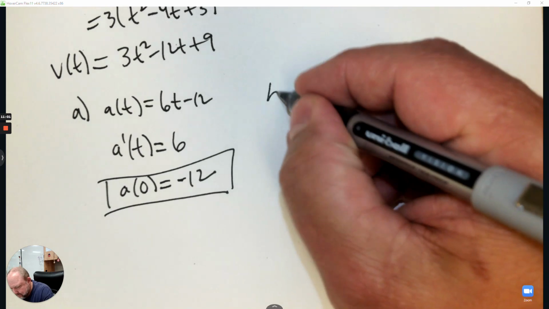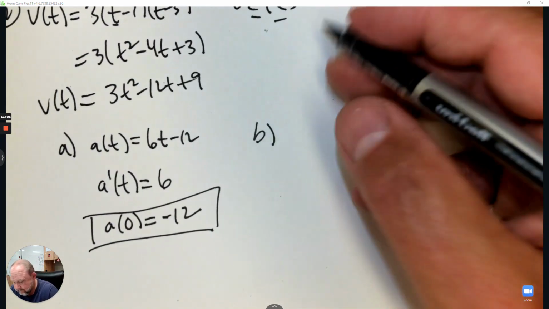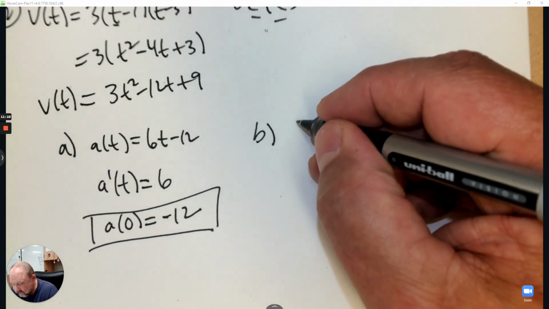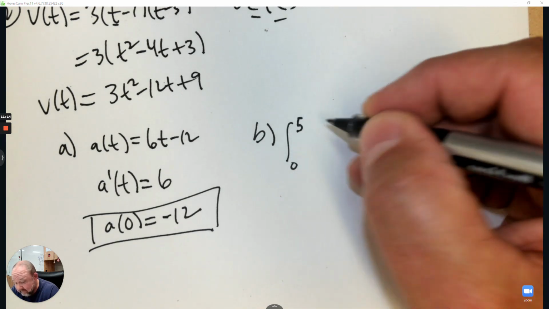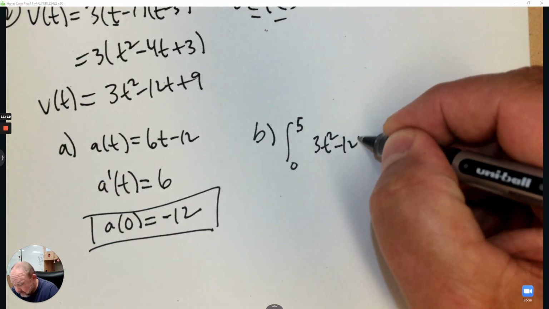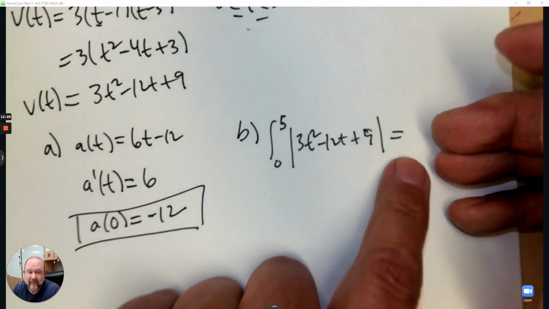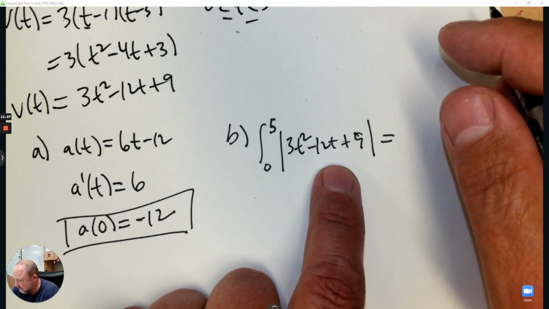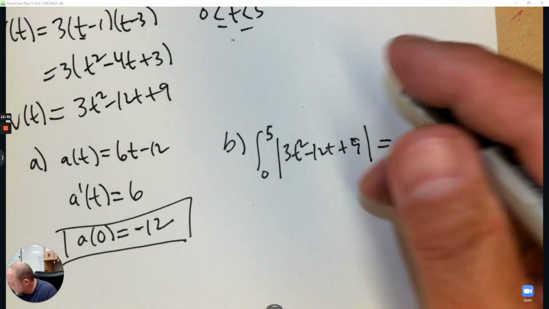Part B. Find the total distance. So we get to have a calculator here. The setup for total distance with a calculator is this. We're going to integrate from 0 to 5. We're going to integrate the velocity, 3t squared minus 12t plus 9. And for total distance, it's the absolute value of the velocity. Type it in, press pause, see if you get the same answer as me. And the answer should be 28.